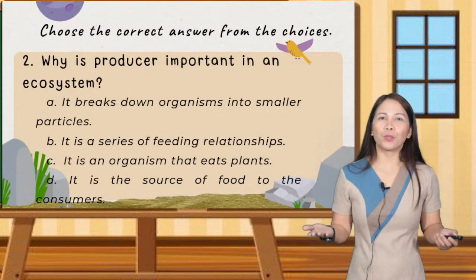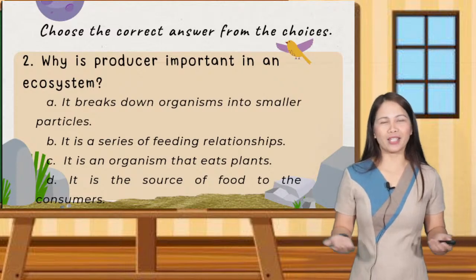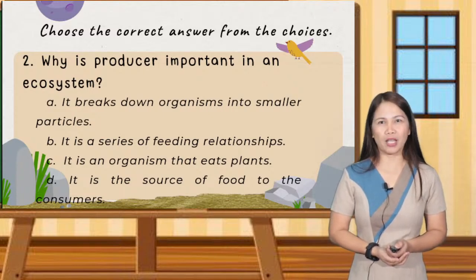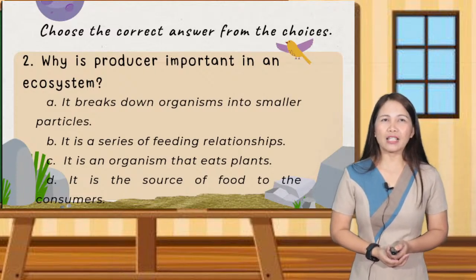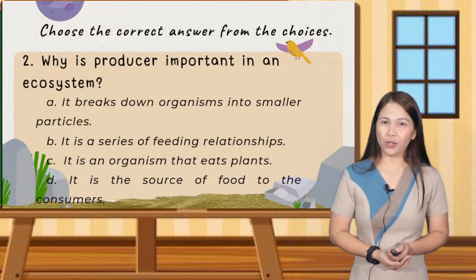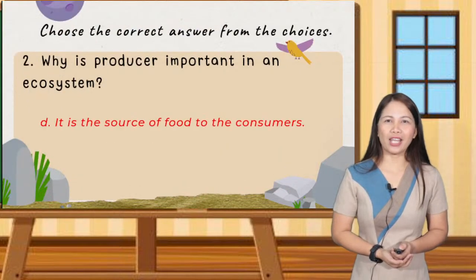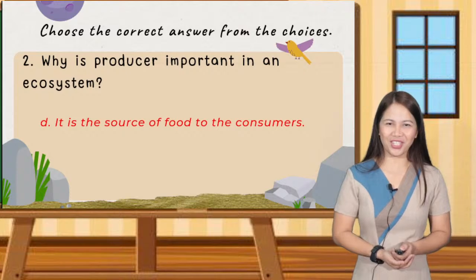Why is producer important in an ecosystem? A, it breaks down organisms into smaller particles. B, it is a series of feeding relationships. C, it is an organism that eats plants. And D, it is the source of food to the consumers. What is your answer? Ball pens up. The correct answer is letter D. It is the source of food to the consumers.